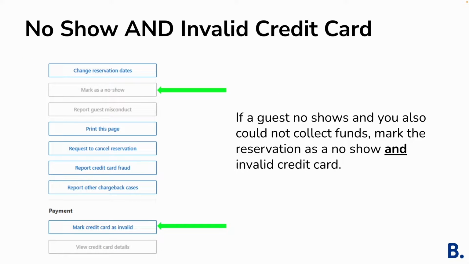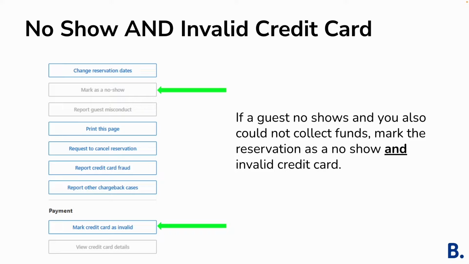Next up, let's take a look at how to mark no-show and invalid credit card. Generally what happens when you mark a no-show, you'll just leave it and move on. Well, a lot of times that's what causes some of the inconsistencies when the invoice is generated. So you want to mark as a no-show, but also if they no-showed and you did not collect any revenue from them for a cancellation or no-show fee, you're going to want to go down under the payment box, the second green arrow on the screen, and also mark credit card as invalid.